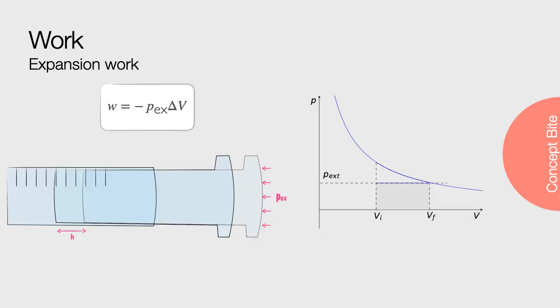Mathematically, this expression has a constant external pressure, and we would call this an irreversible expansion. The work done is the change in volume multiplied by the external pressure, and this area is shown on the graph.